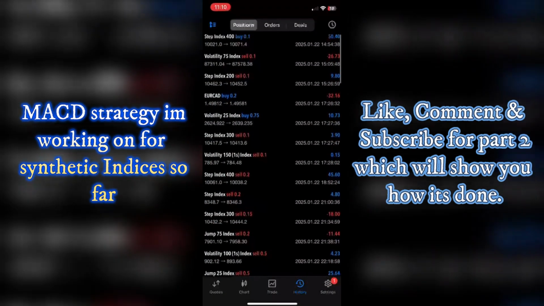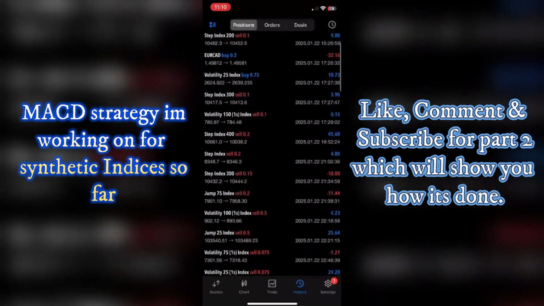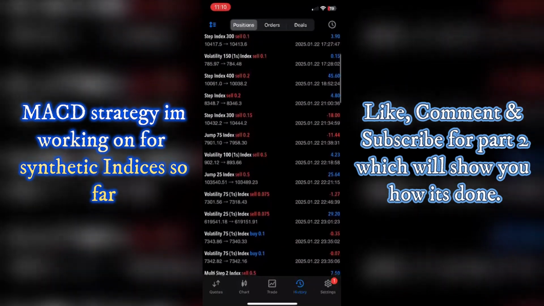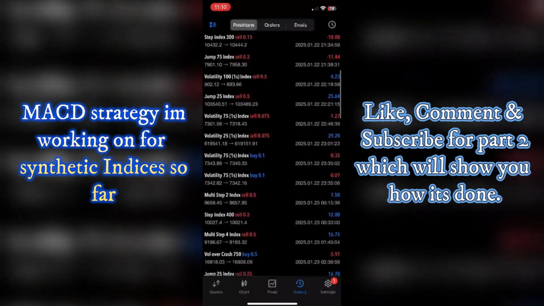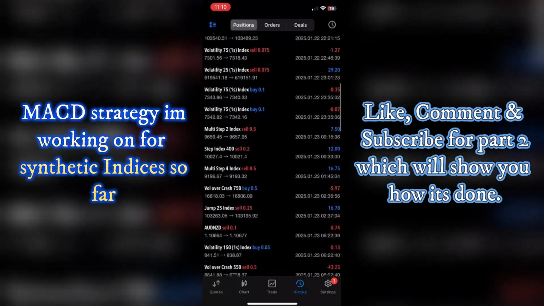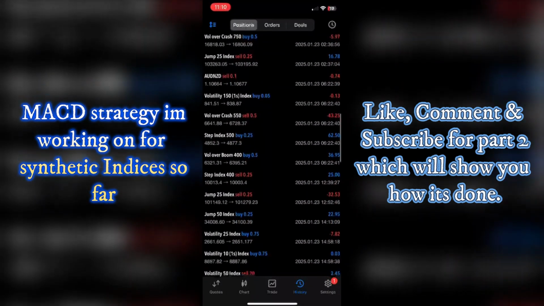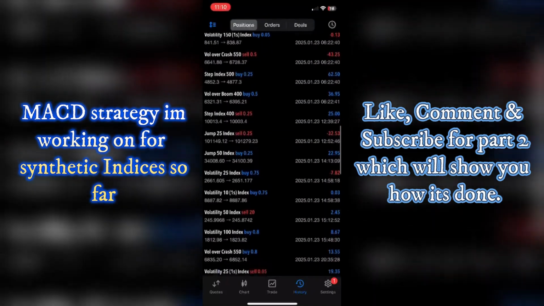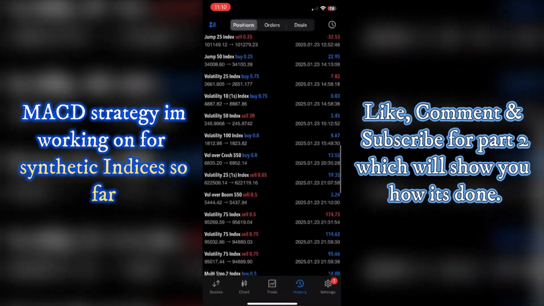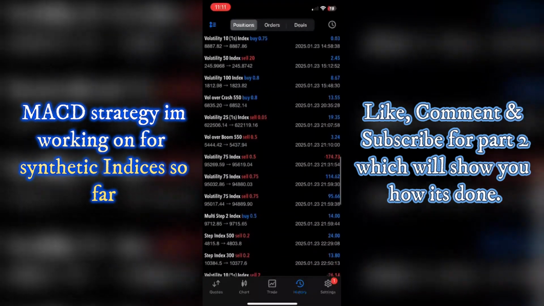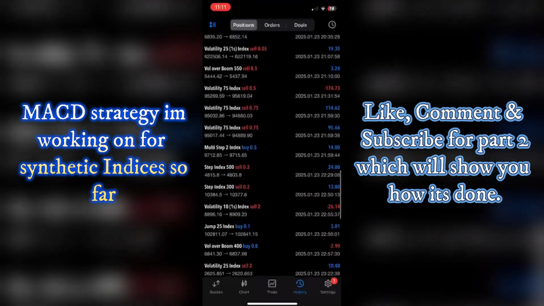The MACD is a powerful and versatile tool that can enhance your trading strategy when used correctly. By understanding its components, reading its signals, and applying it in conjunction with other indicators, you can identify high-probability trading opportunities. Remember, no indicator guarantees success. Always test your strategies and adapt them to evolving market conditions.